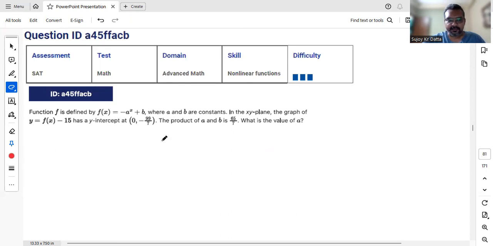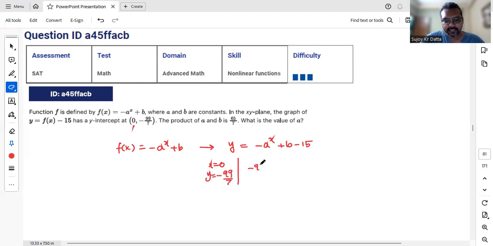All right. Let's take another one. The function f is defined by f(x) is this. And in the xy plane, f(x) minus 15 has this. So f(x) minus 15 here would be, since f(x) we know is negative a to the power x plus b, y would be negative a to the power x plus b minus 15. At x is 0 here, y is negative 99 over 7.